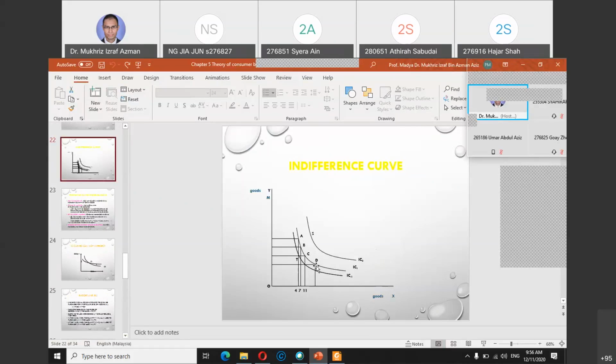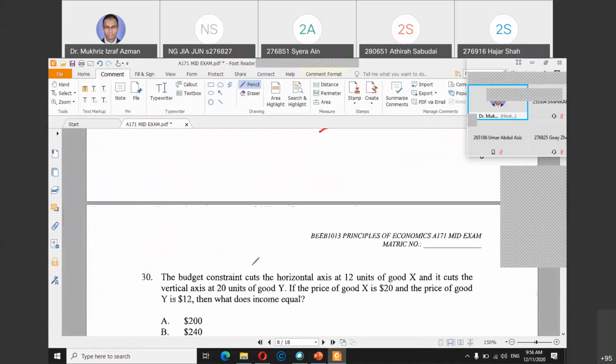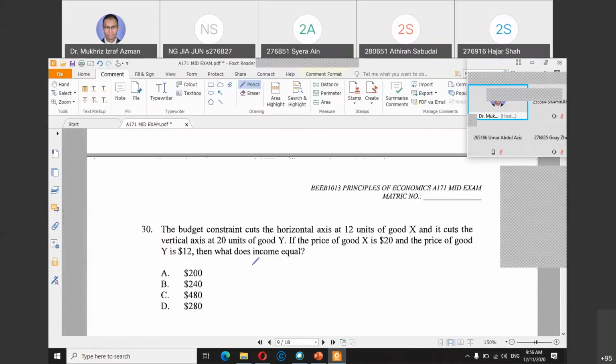Although D is lower than A in terms of location, A is higher and D is lower, as long as they are located on the same IC, that will give you the same amount of utility. So C is wrong because it's not what indifference curves mean. A high point does not mean that you get higher utility or are better off. It's just to show you that you get different combinations of good X and good Y.